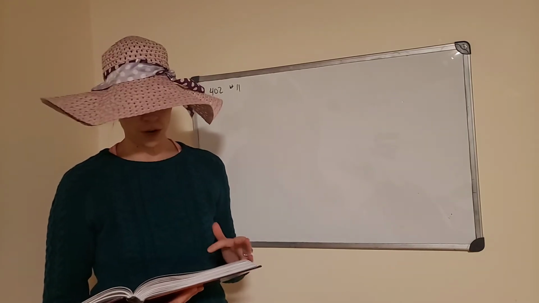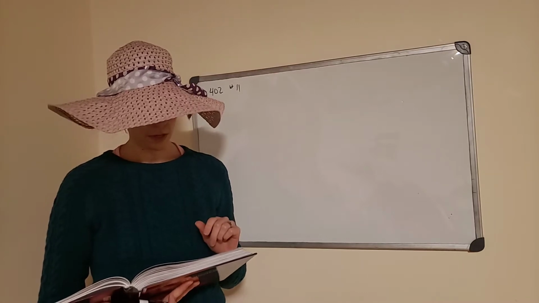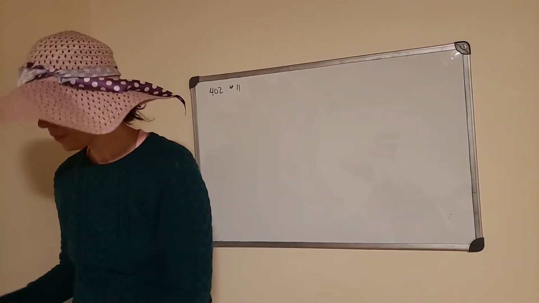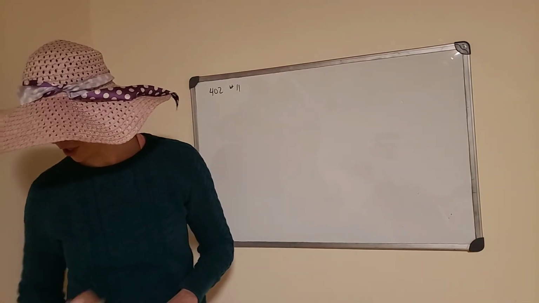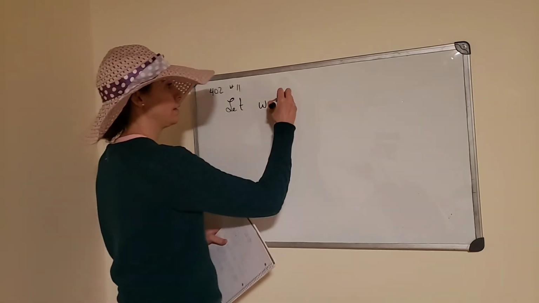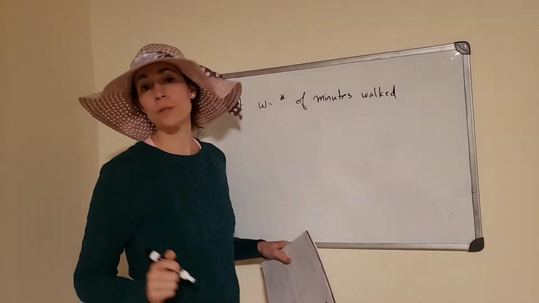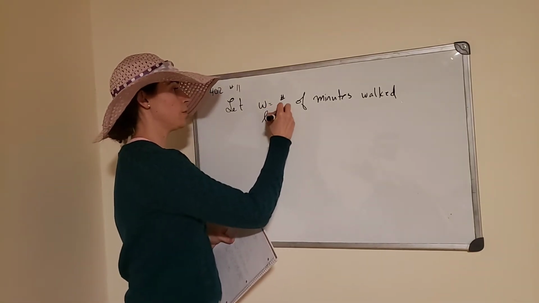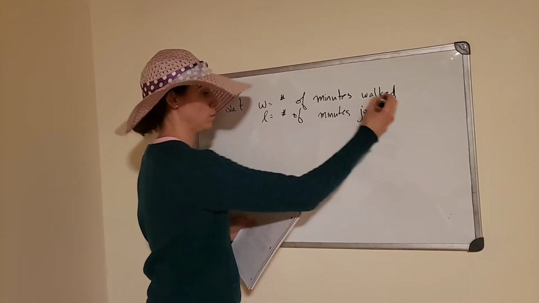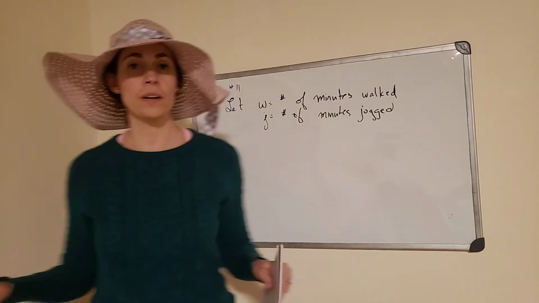For questions 10 and 11 it says to write a linear system to solve each one. So let's write a linear system to model this situation. They told us she walked and she jogged, so let's start with a let statement. Let W equal the number of minutes she walked, because walk starts with W. And let J equal the number of minutes jogged. You can pick whatever letter you like.